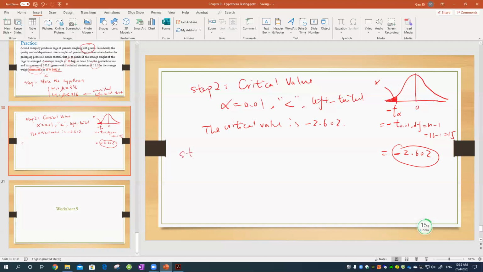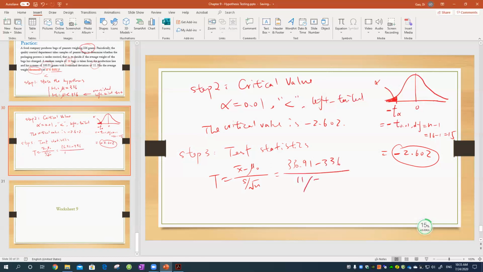And step 3, we're going to get the test statistic. So T equals x bar minus mu naught over S over square root of n. So x bar will be 330.91 minus mu naught, which is 336, divided by 11 over square root of 16. So we're going to calculate that out.